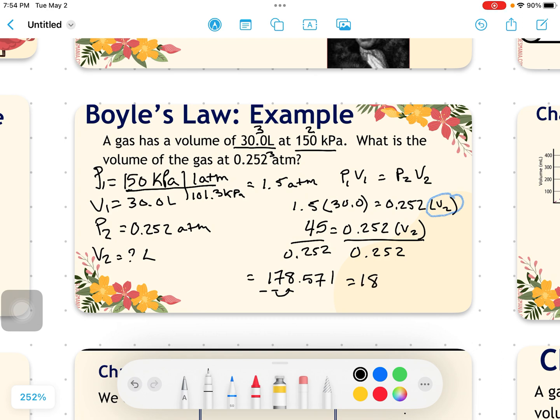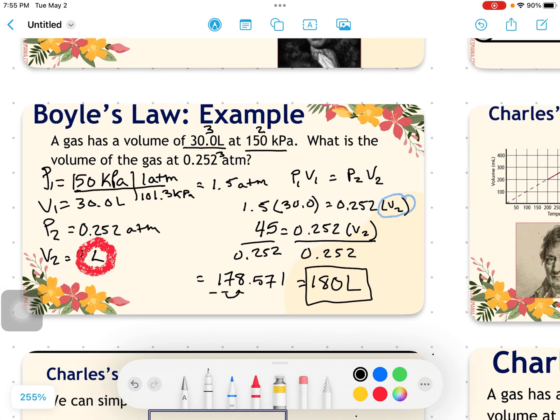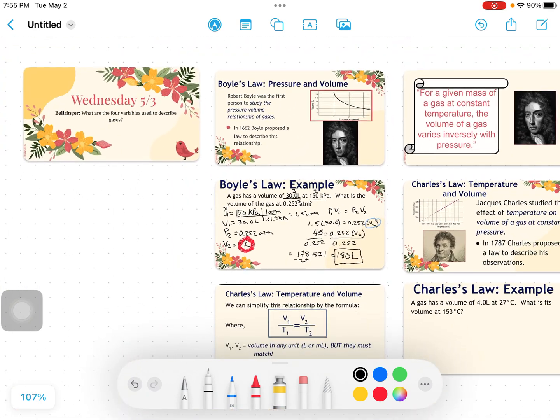So it's going to be 18, but we know 18 and 178 are not the same thing, so we're going to add a placeholding 0 behind it. And I know this is going to be my volume. I already said my volume needs to be in liters. So my final unit should be liters. So my final answer should be 180 liters will be my volume 2. Okay, so that is Boyle's law.